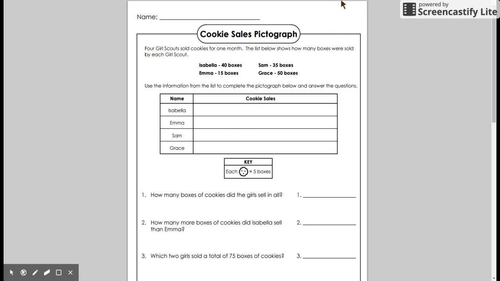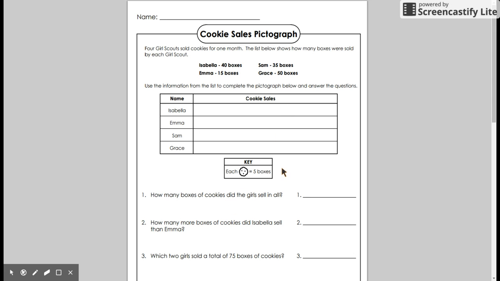Okay, so looking over at our pictograph here, we have each person's name from up above, and it says cookie sales. So by looking at that, I can tell the cookie sales are all going to go in these long boxes here. And before I go and just say, okay, Isabella's got 40 boxes of cookies, I'm going to make 40 tally marks, 40 circles, we need to look at this pictograph a little bit closer.